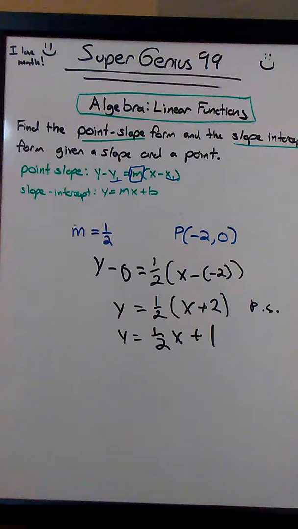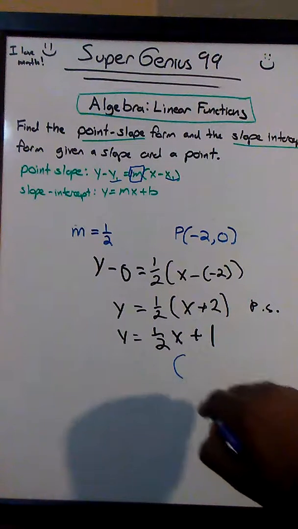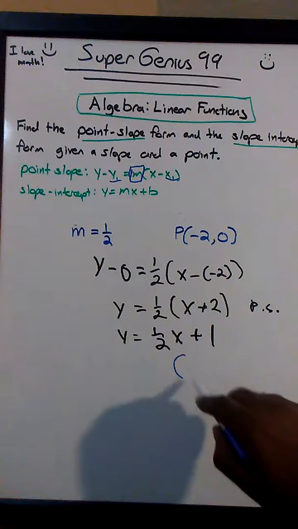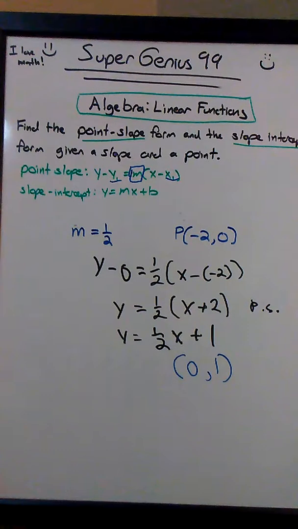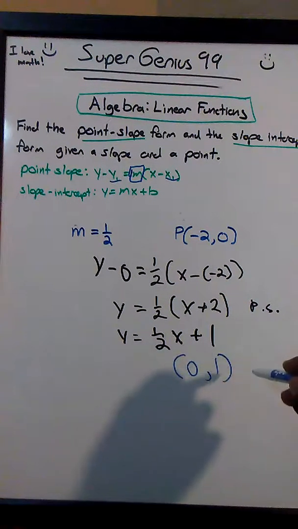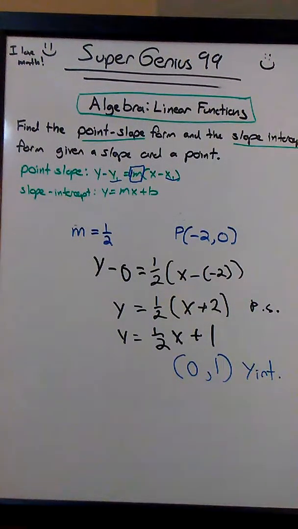Okay, and what is the point of the slope-intercept form? The slope-intercept form lets you know what? Where is the y-intercept? So this 1 tells me that the graph intercepts the y when x is 0, y is 1. And so that's the point in which it intercepts what? The y-axis. Okay, so that's the y-intercept. And it's intercepting the y-axis at the point 0, 1. Okay, let's look at another one.